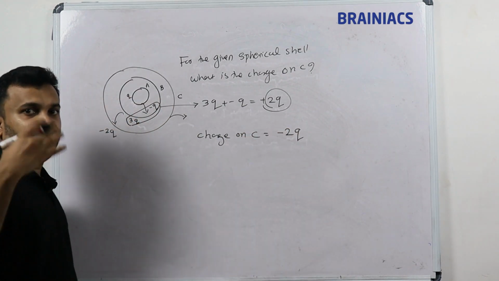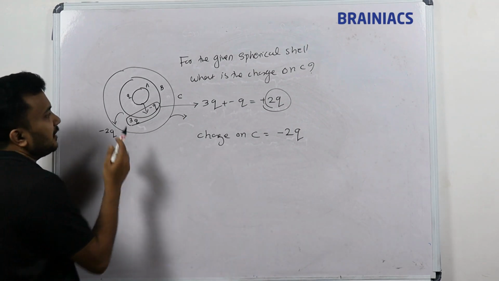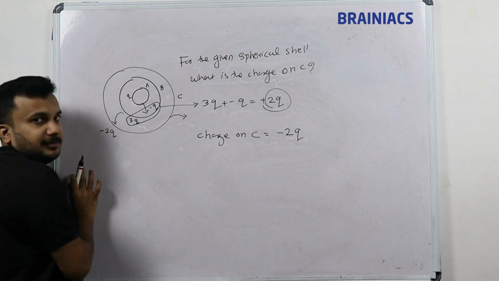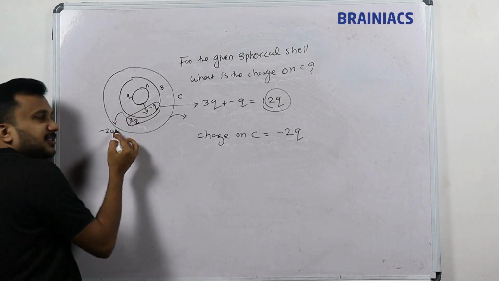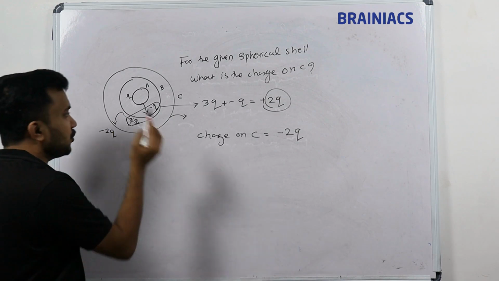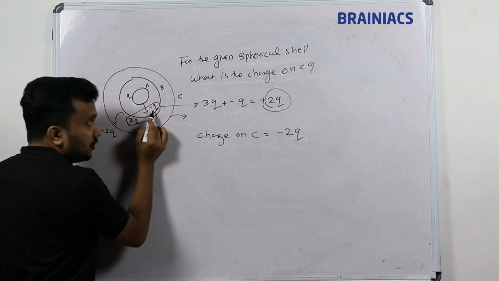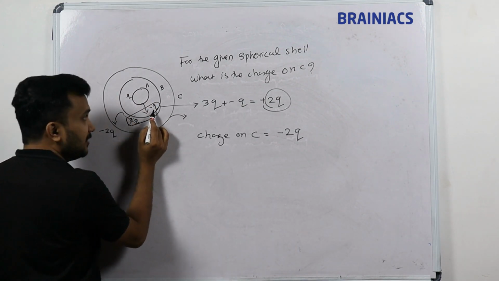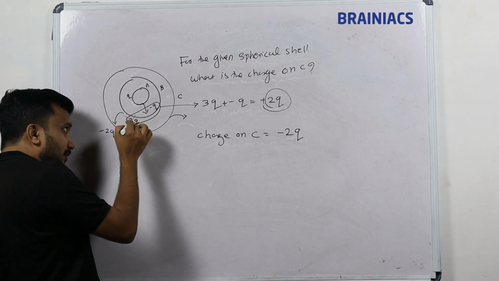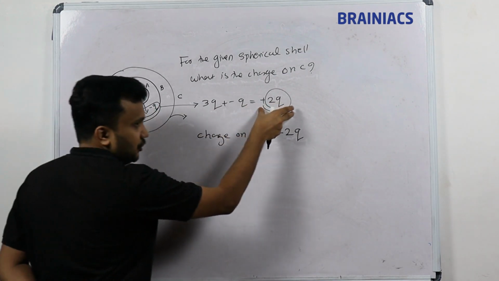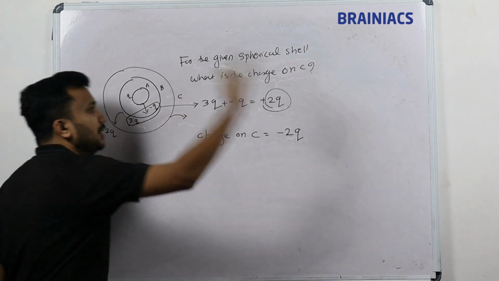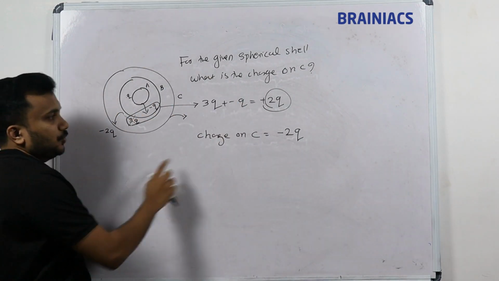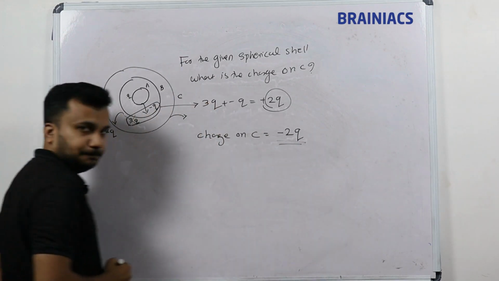So what I'm trying to say here is, if 3Q is not there, then what will happen? Q will be here, minus Q will be here, plus Q will be here. But because of plus 3Q, the induced charge is minus Q, and this minus Q will add up with the plus 3Q. Then we'll get a total charge 2Q. Now the total charge on B is 2Q, and this 2Q will induce its opposite charge minus 2Q. So charge on C is equal to minus 2Q.